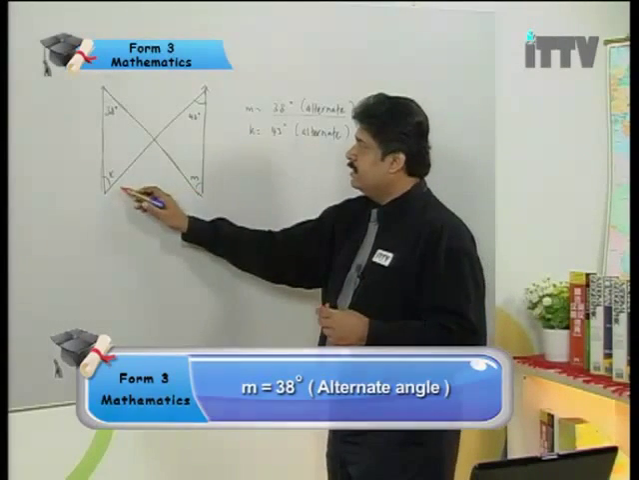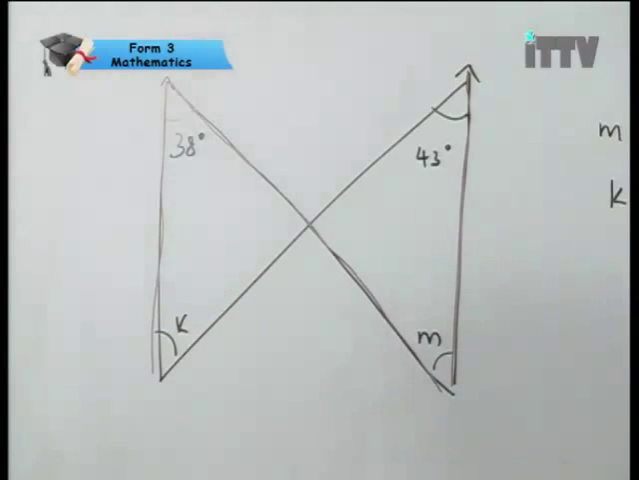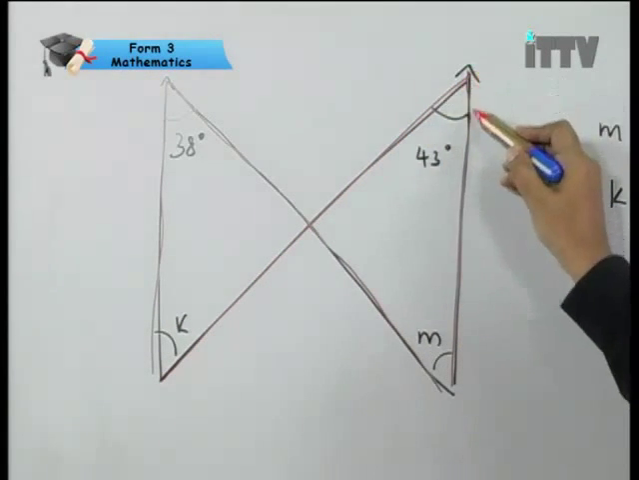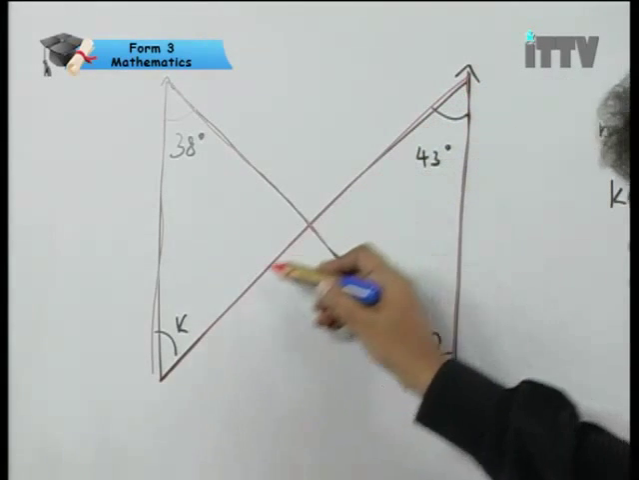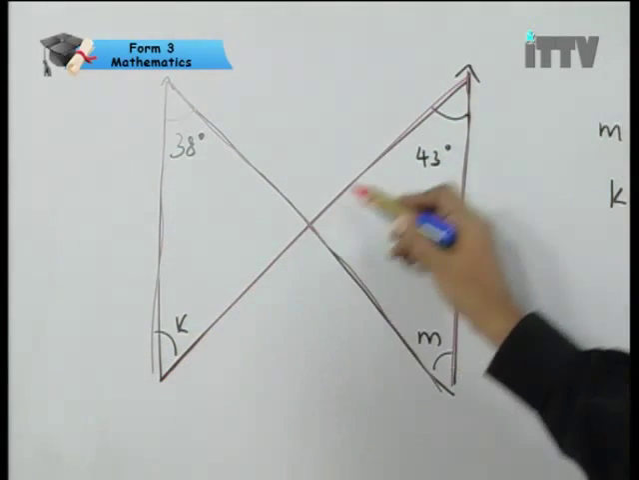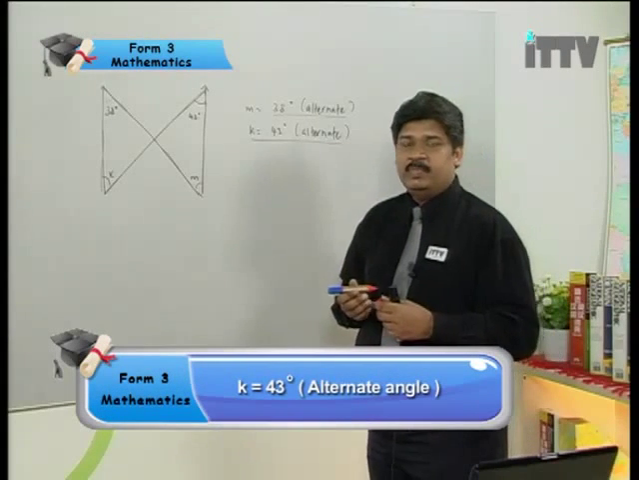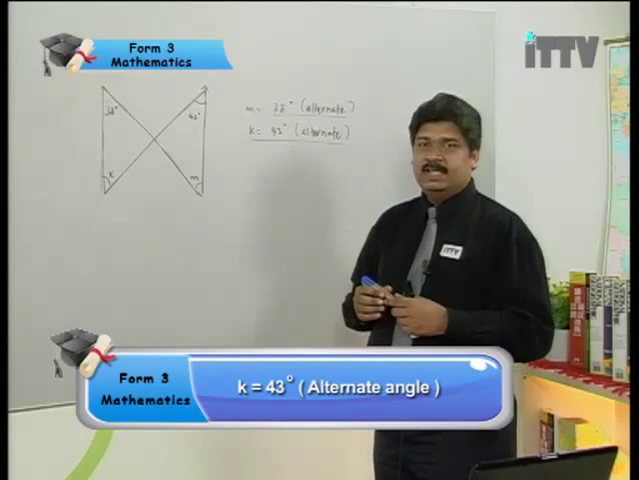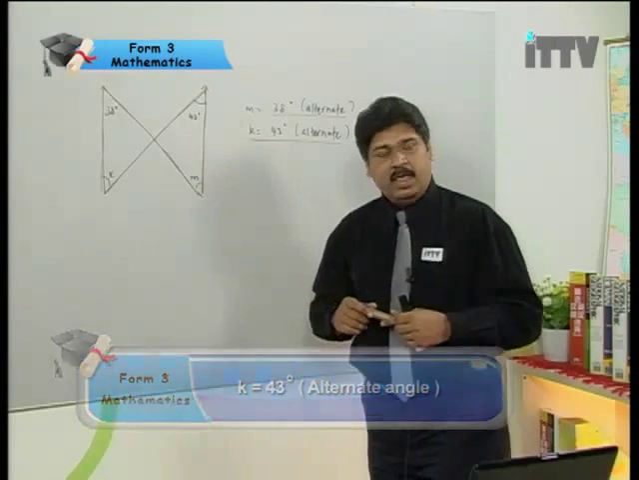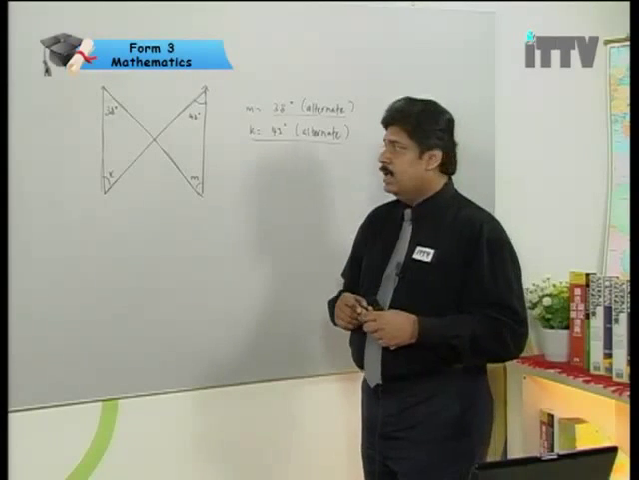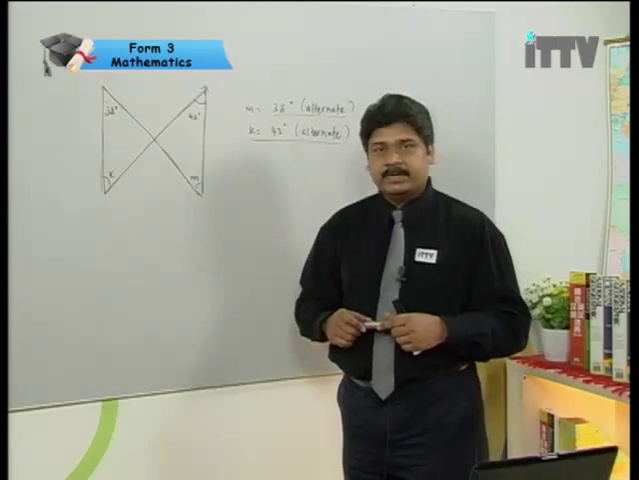Likewise, in K, since both these lines are parallel, and I just draw another line across this way, I can find that this is also another Z pattern, which is also an alternate angle issue. Therefore, K is equivalent to 43 simply because K is also an alternate angle to 43. This is how you attempt this particular question. Let's move on to the next question.